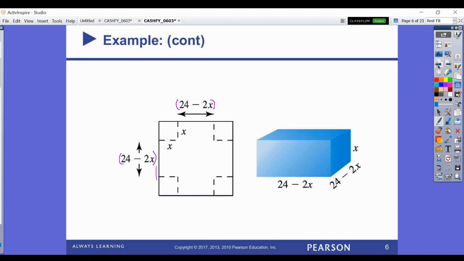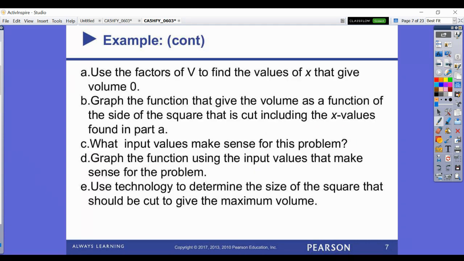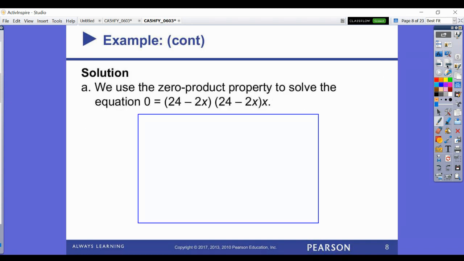So our volume formula is length times width times height, and the height is x. So let's look at the questions that we're going to answer for this problem. Use factors of V to find the values of x that give a volume of 0. So we want to factor it. It's actually already factored for us, but we're going to use those factors to find the answers.